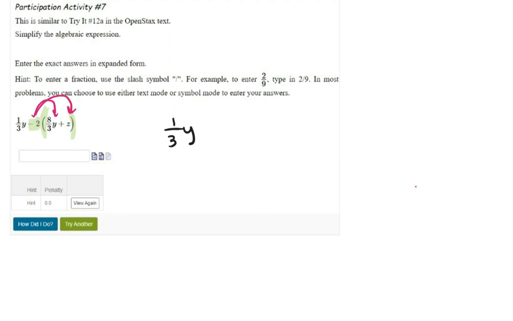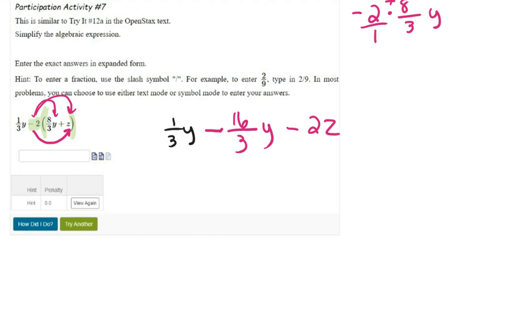So when I take a -2 times an 8/3 y, it's the same thing as -2/1. So it's just numerator times numerator, denominator times denominator. And it's a negative times, this is actually a positive 8/3. So a negative times a positive is a negative. And then 2 times 8 is 16, and 1 times 3 is 3. Y. And then you go back and get the -2 times the positive z, and that's a -2z.